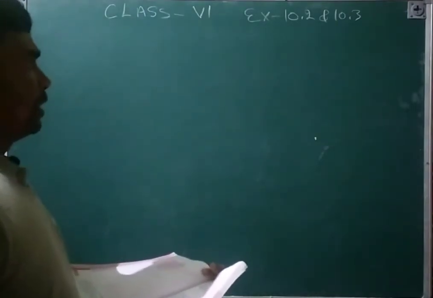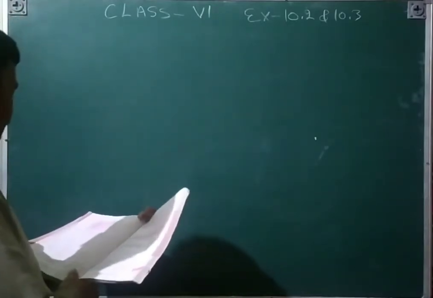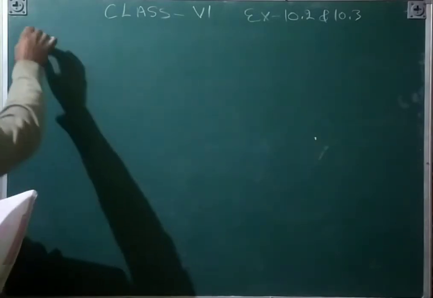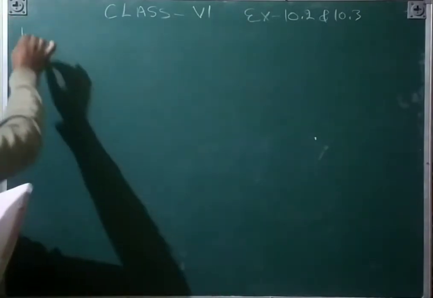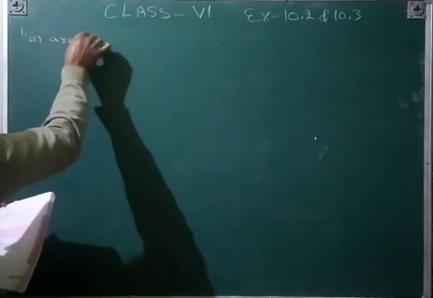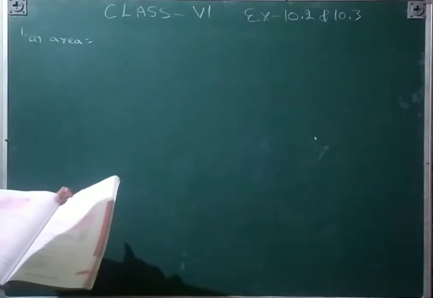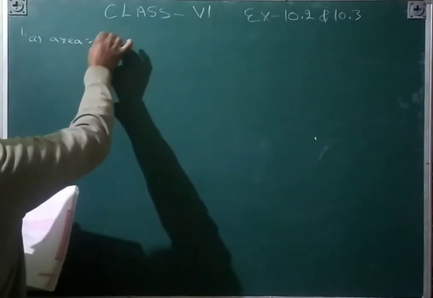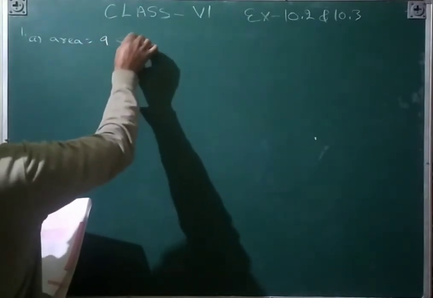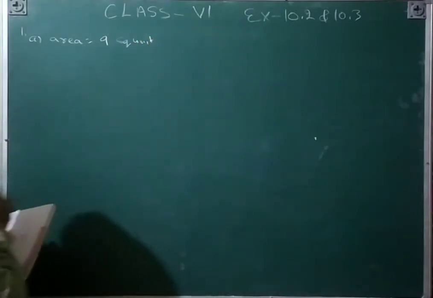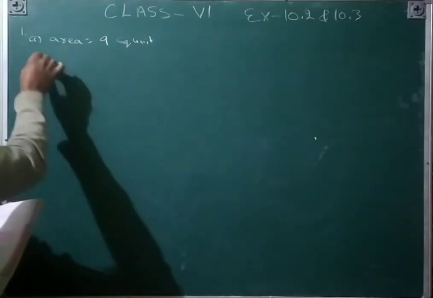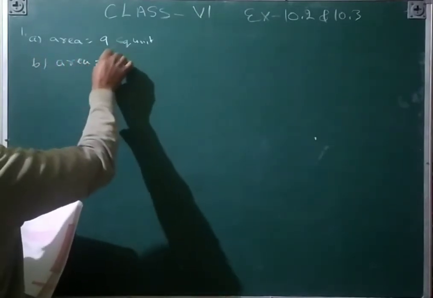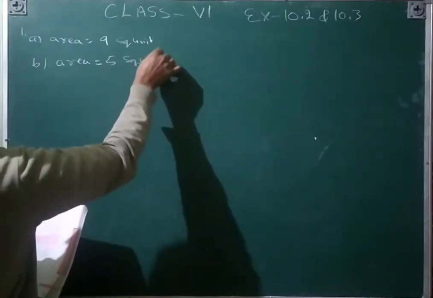Exercise 10.2 and 10.3. Here you will be studying area. First of all, 10.2, the first question, part A. The area is equal to, by counting of boxes, how many boxes are there? 1, 2, 3, 4, 5, 6, 7, 8, 9. 9 boxes are there, so 9 square unit. Similarly, in part B, when you count, the area will be 5 square unit.